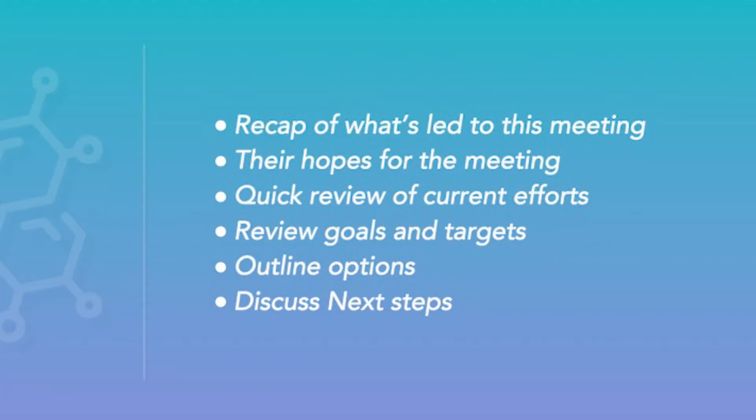In general, your strategy call should include an agenda, and in that you're going to recap what's led to this meeting, ask the prospect if there's anything specific they hope to get out of the meeting, do a quick review of current efforts, review goals and targets even if high level, and these will usually include mention of or examples of specific tactics. So you outline options, discuss next steps.